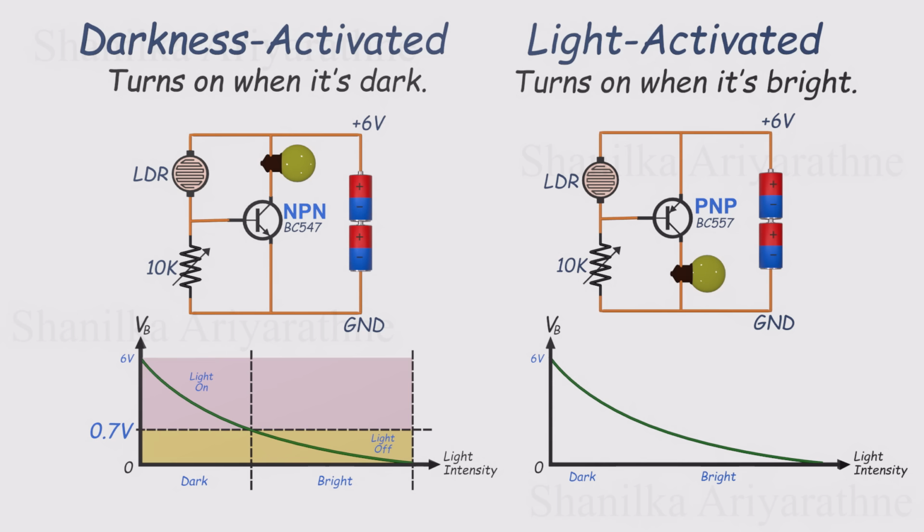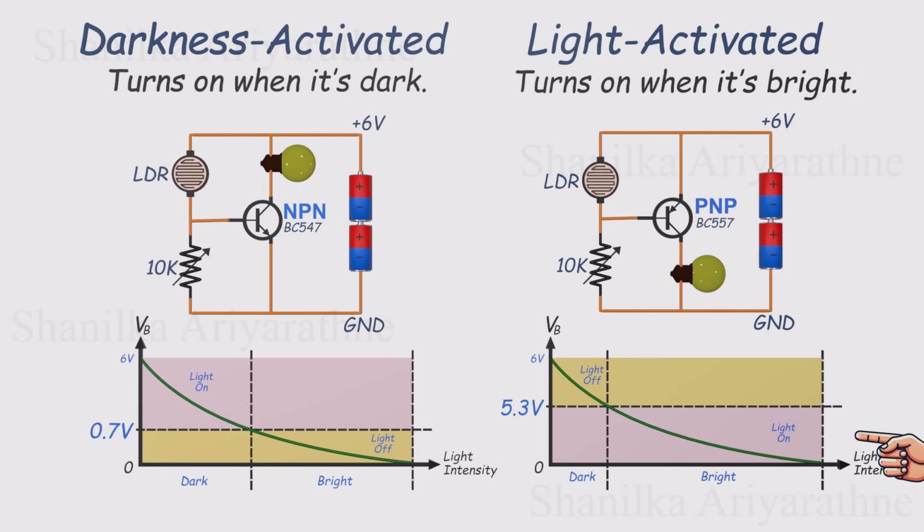Now swap in a PNP transistor. This one turns on when the base voltage is about 0.7 volts below the emitter. So in a 6-volt system, that means the base needs to drop below 5.3 volts. And that only happens when it's bright. So this version works as a light-activated switch.